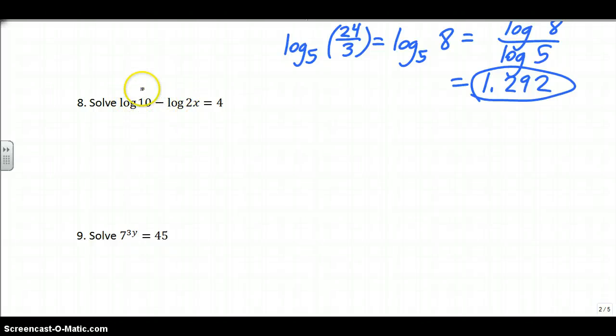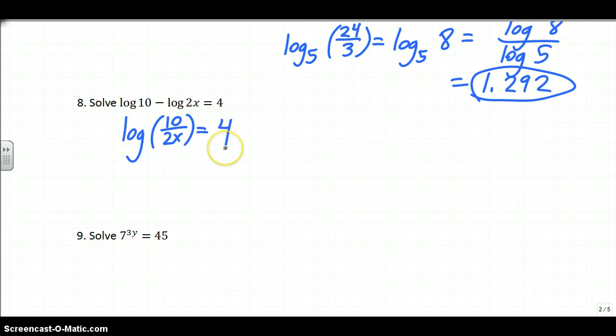If I can get the logs to be the same, then I can feel free to bump the base, but I can't do it yet, not until I have a single log. So subtraction again means division. So we have log of 10 over 2x equals 4. Now I can bump the base. Remember that if they don't write it, it's 10. So we're going to bump that base. The 10 and the log 10 go away. So we have 10 over 2x equals whatever 10 to the 4th power is. And I believe that is 10,000.